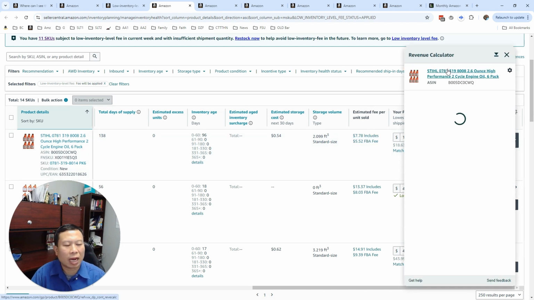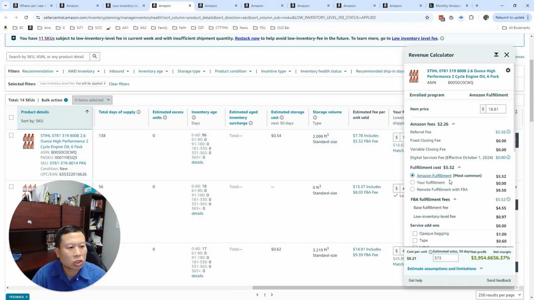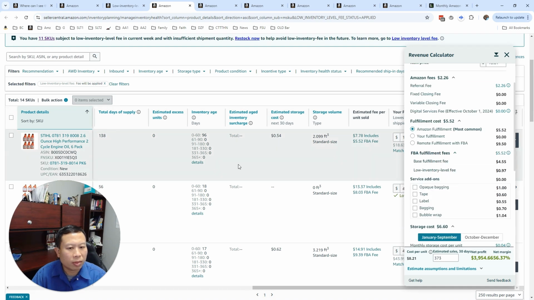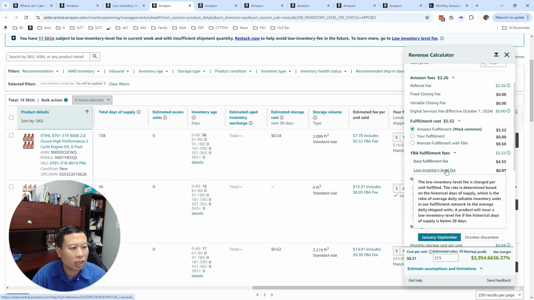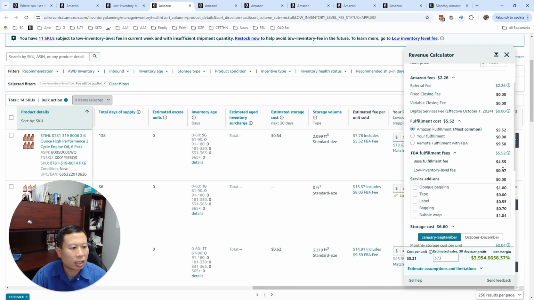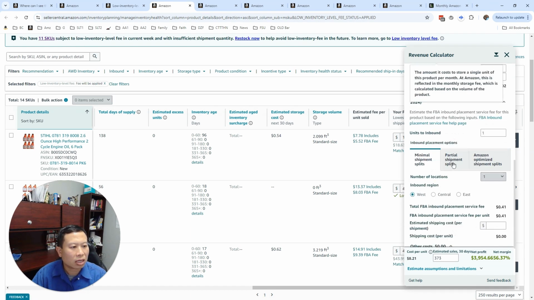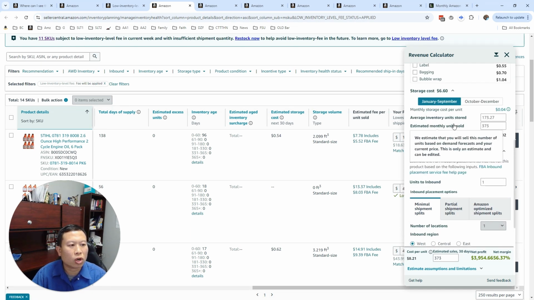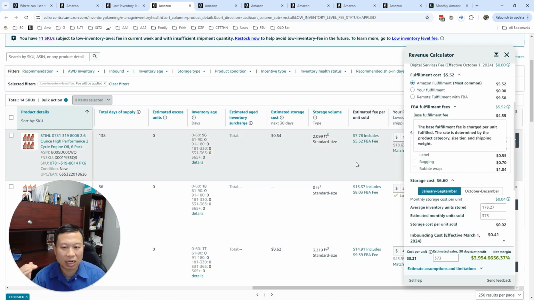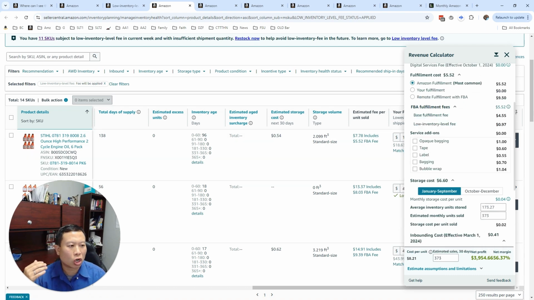Then you click into this estimated fee per unit sold, and it brings up the revenue calculator here. As you can see, this SKU has fallen into the 97 cents low level storage. So that's where you go to see if you're going to be charged that is upcoming. How much they charge is 97 cents here, but that can change based on the inventory level you have and over time.